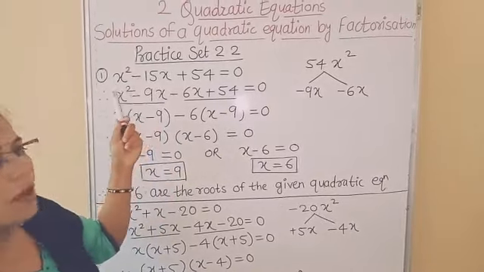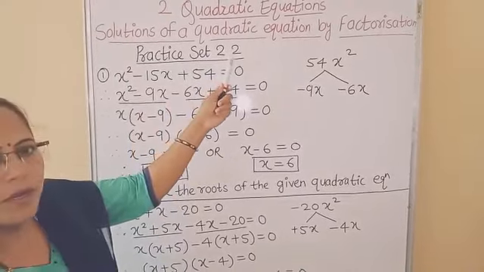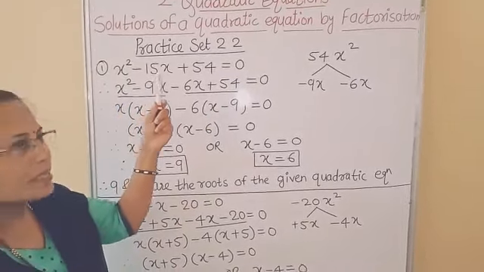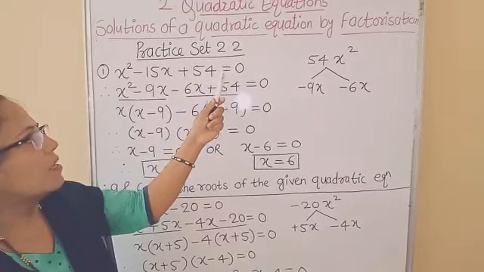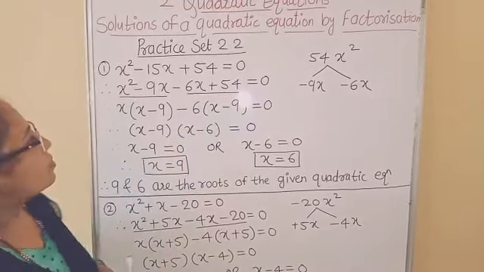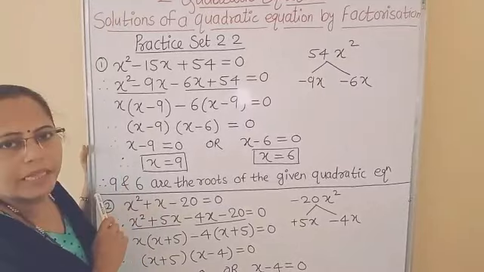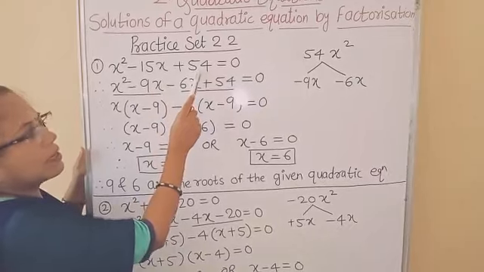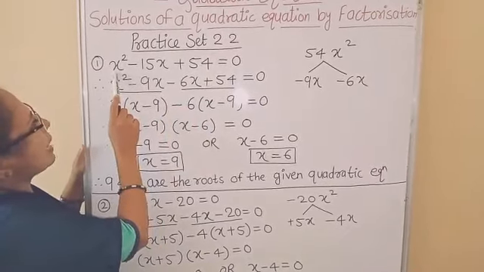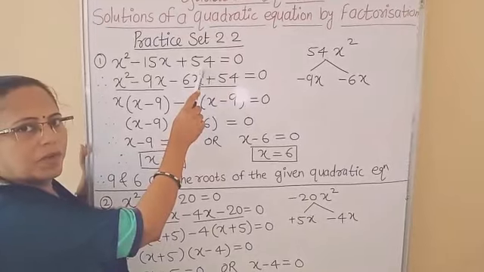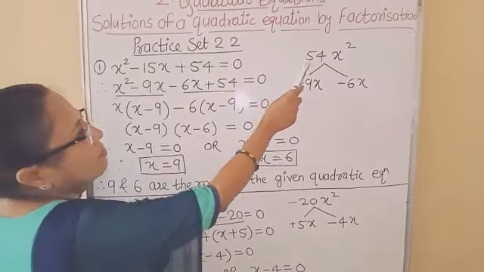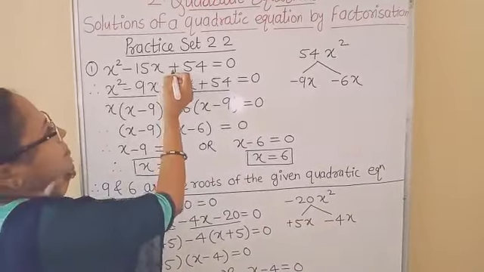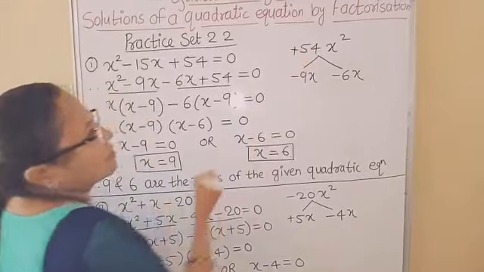So we will solve some examples from practice set 2.2. First example, x square minus 15x plus 54 equal to 0. Students, to solve the equation using this method, first we have to find the product of the first term and third term. Here the first term is x square and the third term is 54. So the product is 54x square. This product has a plus sign.